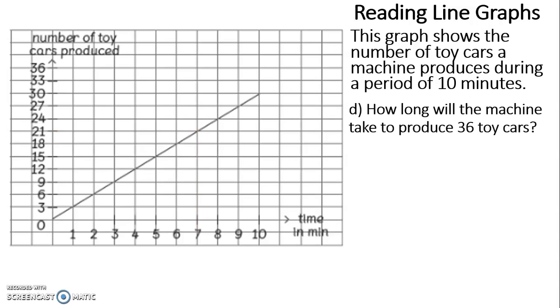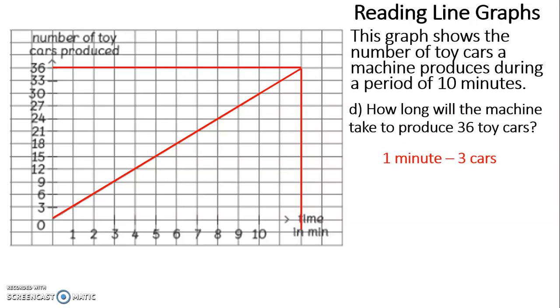D. How long will the machine take to produce 36 toy cars? So we have 36 at the top of the line graph. It doesn't meet the line of the line graph yet. It would if the minutes were going on a little bit further. And we could work out, based on the intervals that those minutes are going up in, how many minutes it would be. But we can also work out based on the rate of production of cars.